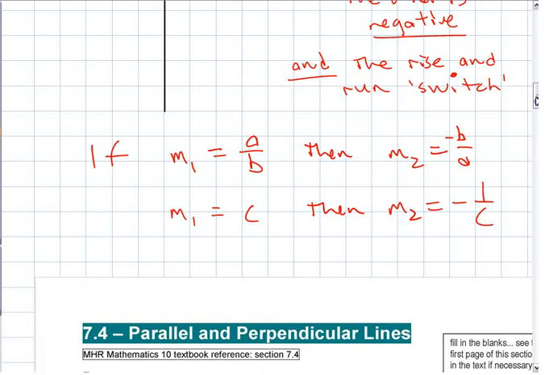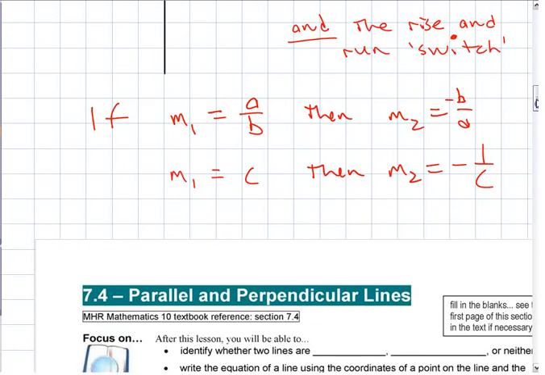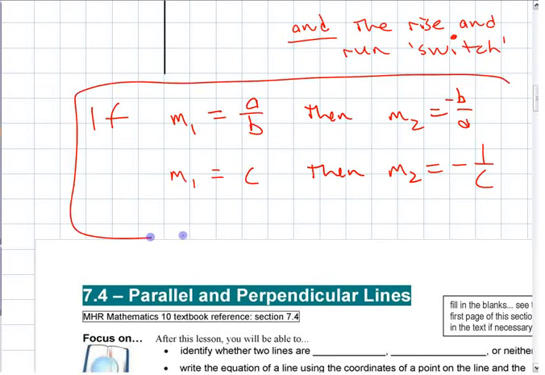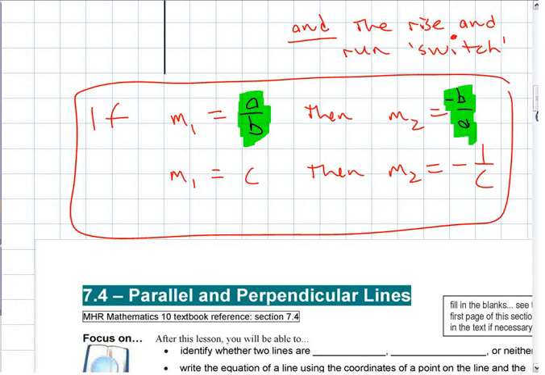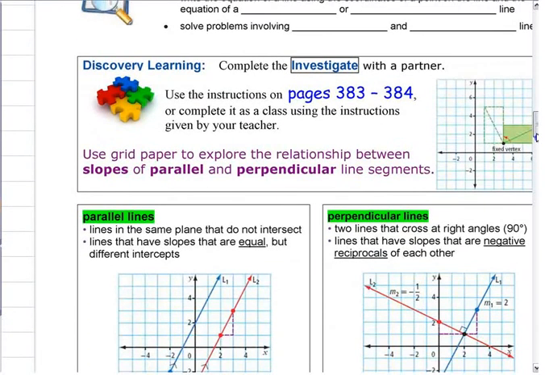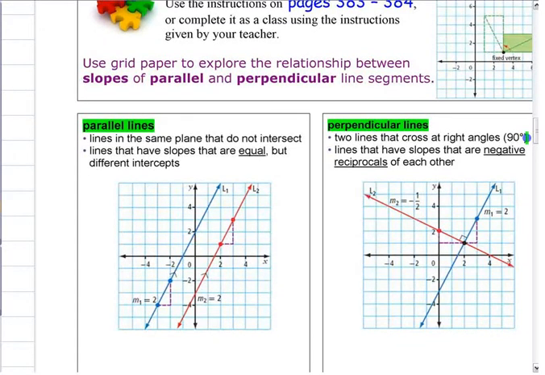You might see in the book, I'll look down in the study guide for a second. I don't know if it's worth writing general things if you don't understand them, but this one's probably the best for people to remember. If one of them is that fraction, the other is that flipped over. Or if it's just a number, it's 1 over that number with a negative. There are some good pictures down here that hopefully help you see that. Here are two parallel lines, slopes are the same, equal slopes. Here are two lines that are perpendicular. One has a slope of negative 1/2, the other has a slope of 2. They're negative reciprocals of each other.